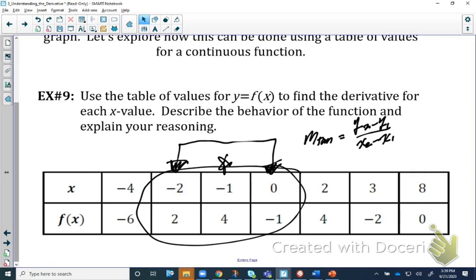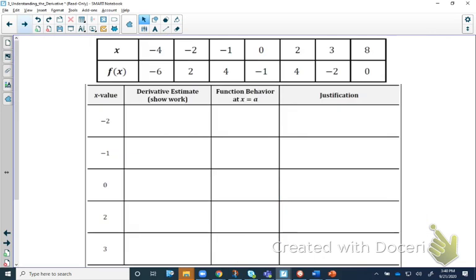So what I want you guys to do now, because I know this is going on for a while, I want you to stop the video and go ahead and see what you can get here for estimating the derivative. And when you have this table filled in, go ahead and hit play again and see how your work compares to mine.